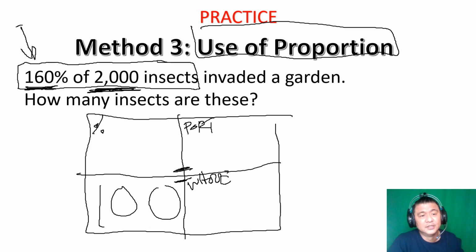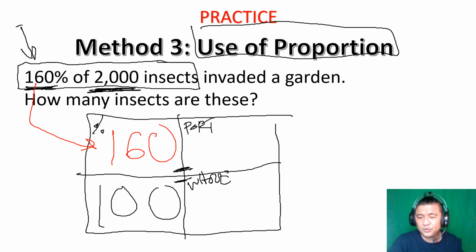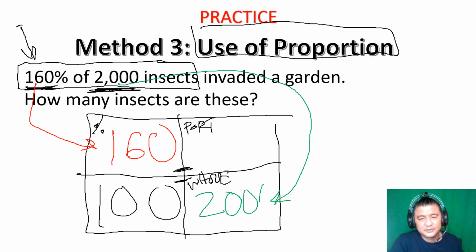Okay, let's see. So the percent is 160. I put 160 in which box? The one with the percent sign goes here. Where is 2,000? Is it a part or a whole? That's from where I'm going to get the insects, right? So this 2,000 goes at the bottom. Okay, 2,000 insects. Okay, now I want to look for a pattern, and that's the missing.